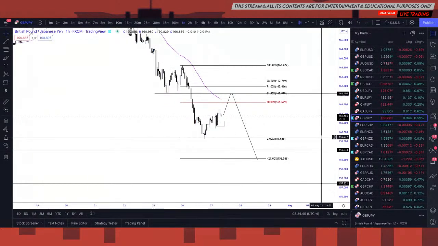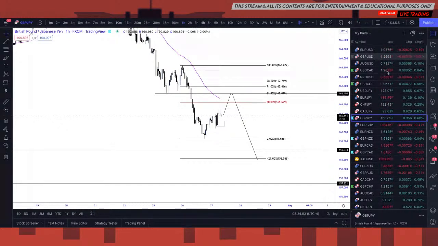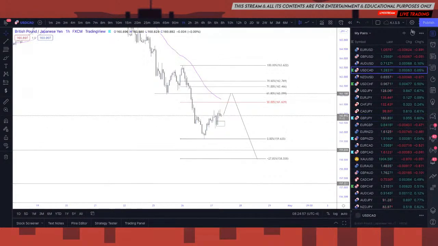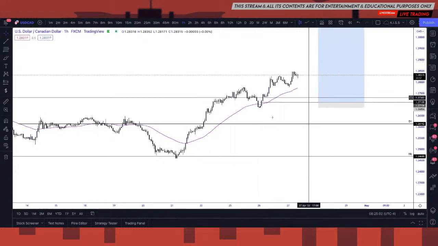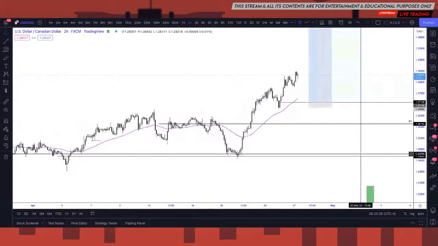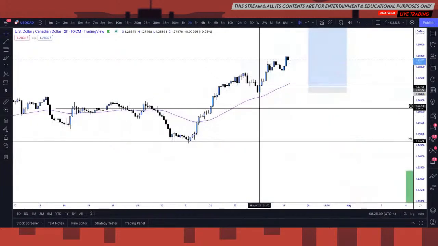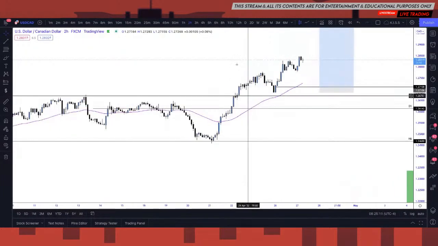CAD-J, I don't really look at CAD-J, but it's probably going to be in alignment with GJ. All right, so let's take a look at UCAD. Here's another one, guys, that I really like for continuations. So here's another trade for you guys today. And I really have two levels that I'm looking at for continuations.